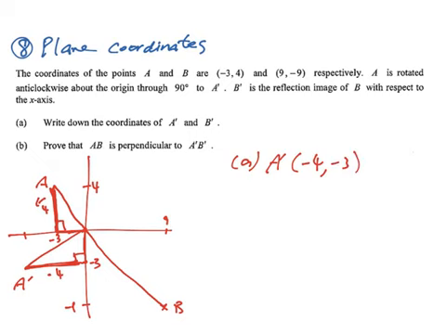Next, the B. B dash is a reflection image with respect to the x-axis. That means the mirror is here. The B, according to the mirror, will flip to here. So this coordinate, the B dash, is +9 and +9.